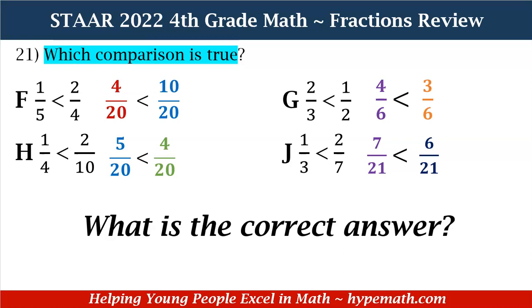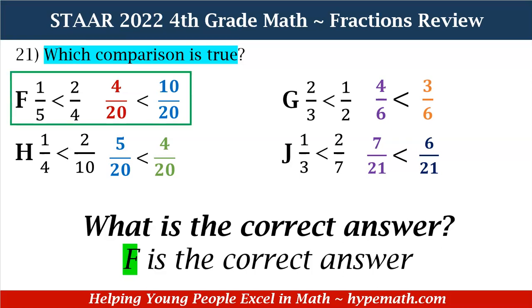And for J, we're going to ask, is 7 less than 6? Okay, so with all of our answer choices, which comparison of the fractions is true? And if you said F, you're absolutely correct, because 4 is less than 10, which means 4 over 20 is less than 10 over 20, and that means 1/5 is less than 2/4.